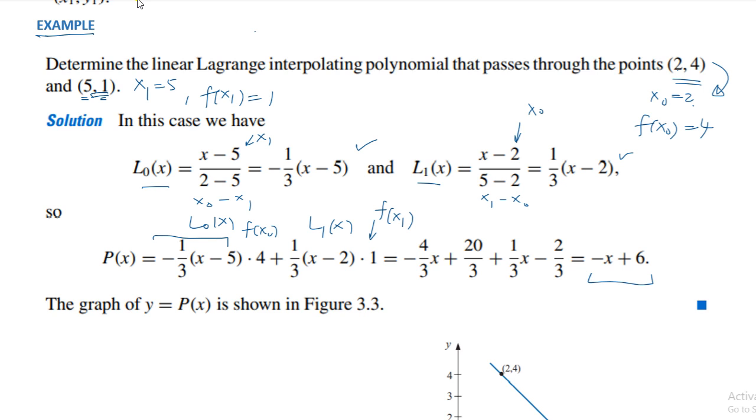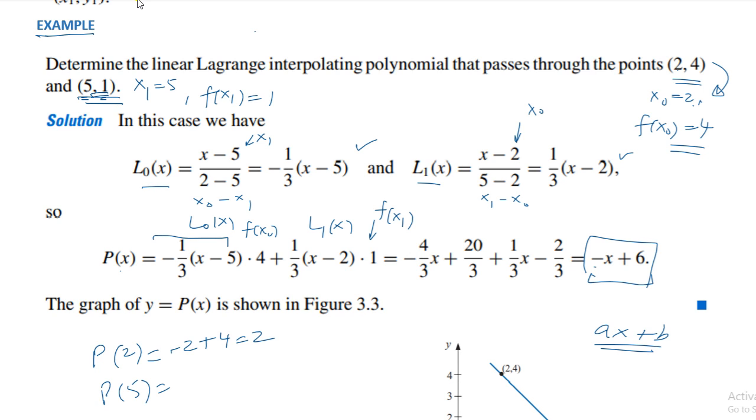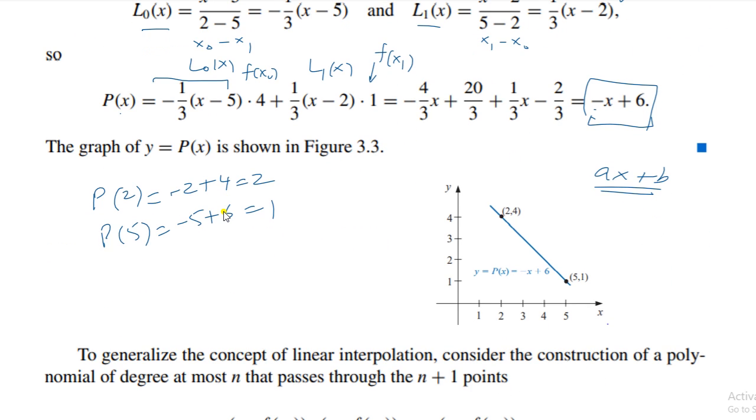It's linear, so x has power 1. Any linear function has this form, ax plus b, right? So you get ax plus b. a is minus 1, b is 6. You can check the values, they are exactly the same. If you take p at 2, it should be 4. So you can see minus 2 plus 6 is 4. And p at 5 should be 1. So minus 5 plus 6 is 1. So see, it exactly interpolates these 2 points. If you look at the graph, this is the graph of our polynomial.